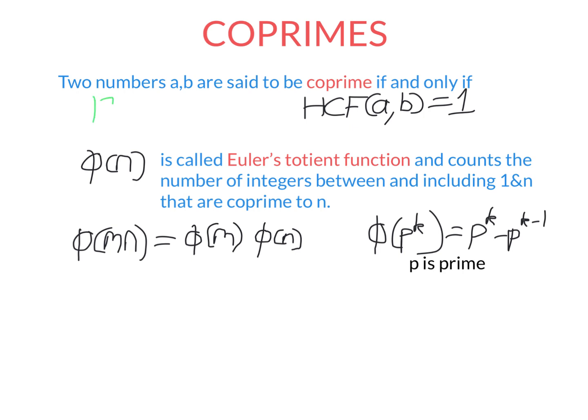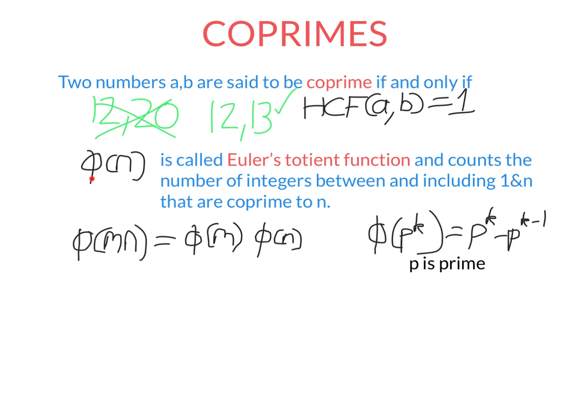So for example, 12 and 20, they are not coprime because their highest common factor is 4. But any two consecutive numbers like 12 and 13, they are coprime. These two numbers are coprime because their highest common factor is 1. So the idea of coprime is going to become very important when we start looking at modular arithmetic.